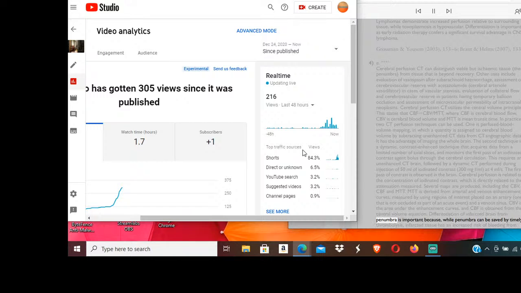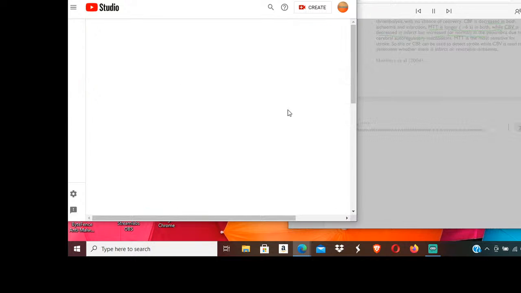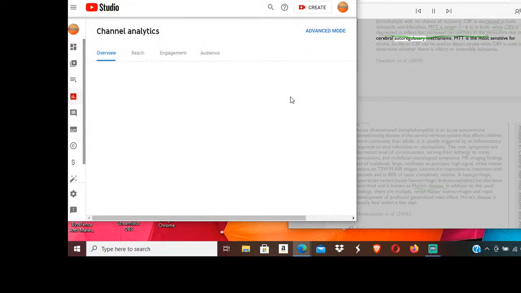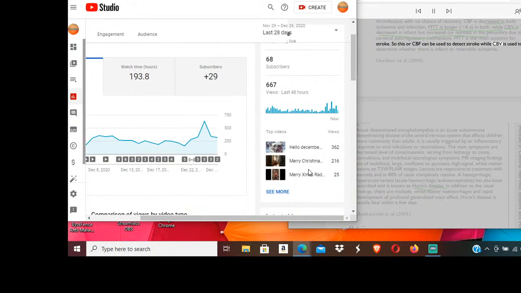Differentiation of infarcted brain from penumbra is important because, while penumbra can be saved by timely thrombolysis, infarcted tissue has an increased risk of bleeding from thrombolysis with no chance of recovery. CBF is decreased in both ischemia and infarction. MTT is longer (>0.6s) in both, while CBV is decreased in infarct but increased, or normal, in the penumbra due to cerebral autoregulatory mechanisms. MTT is the most sensitive for stroke. So this or CBF can be used to detect stroke, while CBV is used to determine whether there is infarct or reversible ischemia. Hofner et al., 2004.